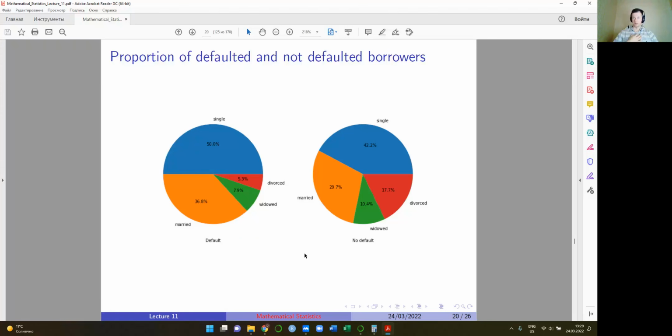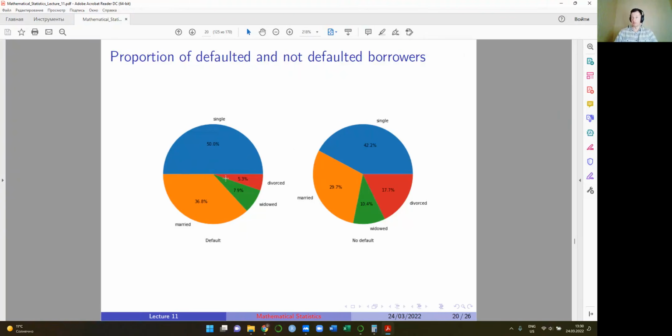But once again, this difference between the two pie charts for defaulted and not defaulted clients may be just because of the randomness of our sample. So we randomly selected borrowers that showed us this difference. And we want to test, do we have enough evidence in our data to claim that yes, the marital status somehow affects the probability that the person will default.